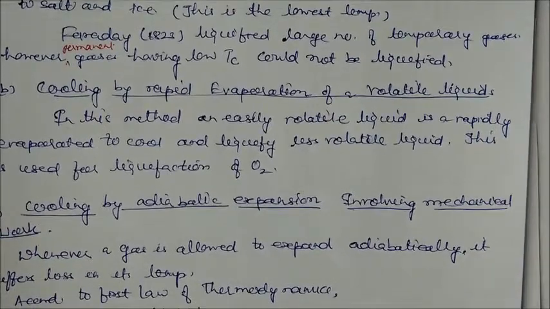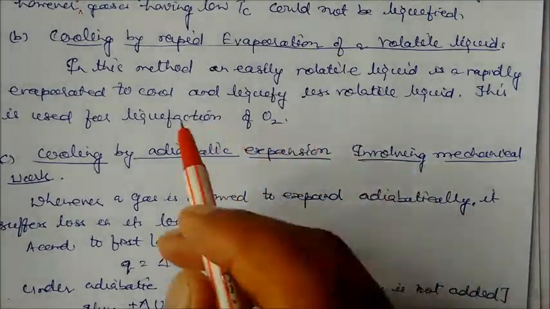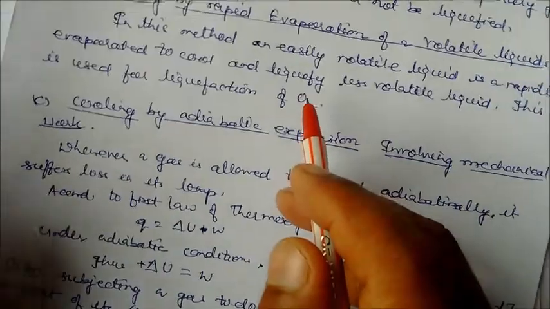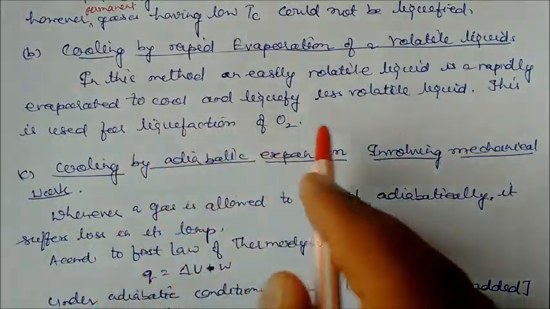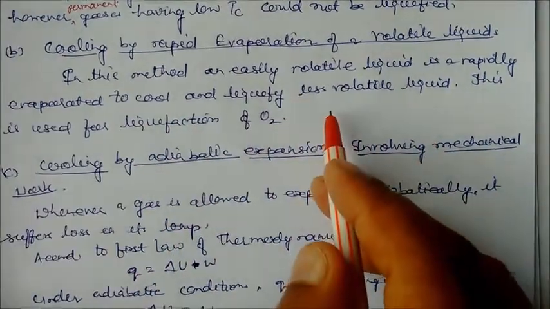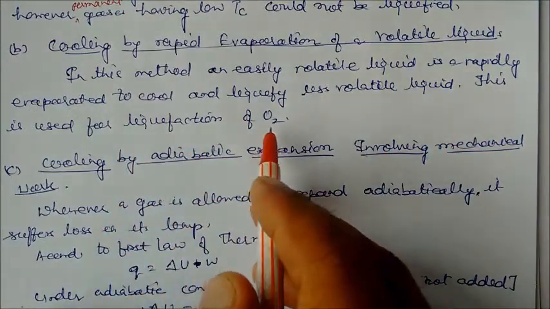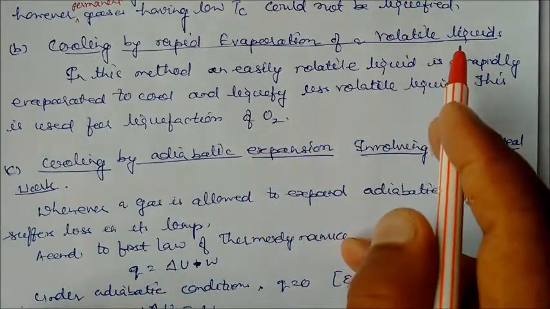Second is cooling by rapid evaporation of volatile liquids. In this method, an easily volatile liquid is rapidly evaporated to cool and liquefy a less volatile liquid. This technique is used for the liquefaction of oxygen by using volatile liquids.